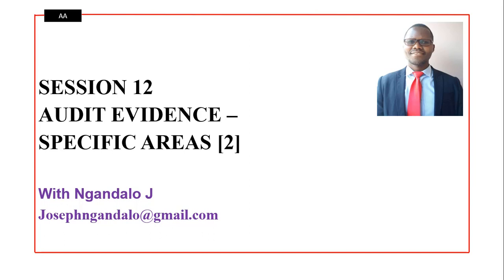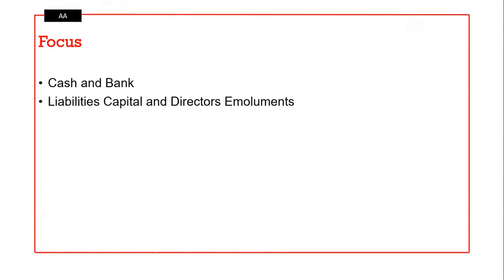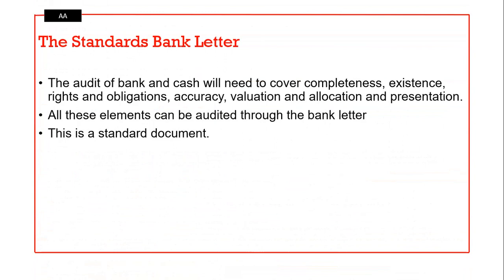Today we are going to focus on audit evidence, specific areas of course, and I would like to look at cash and bank, how to verify amounts for cash and bank, as well as how to deal with liabilities, capital, and directors' emoluments as far as audit evidence is concerned.